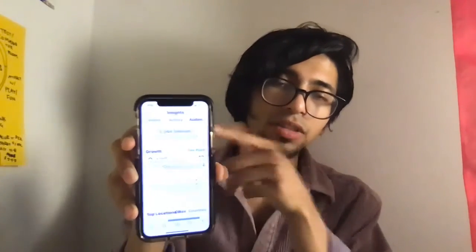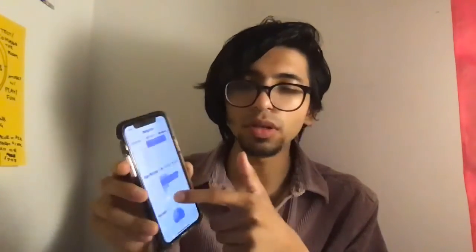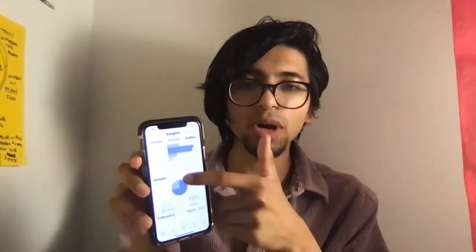Anyways, audience insights are really important for not only tracking the overall growth per week, right? That's what you can see here. Again, audience is all the way on the far right. You can see growth, but you can also see the demographic, where they're located, what the age brackets are, what the gender is, and when the followers are on.